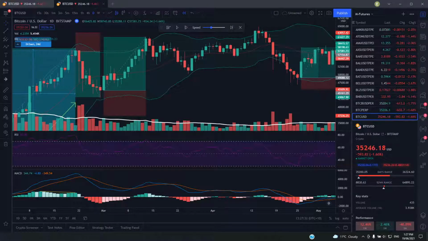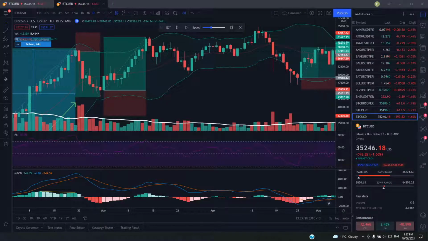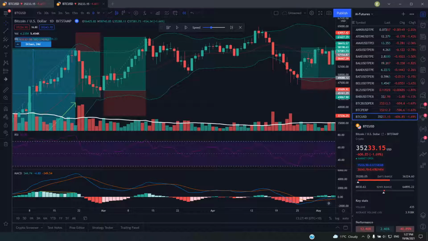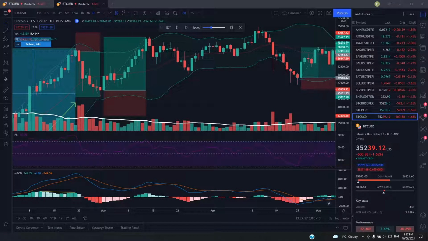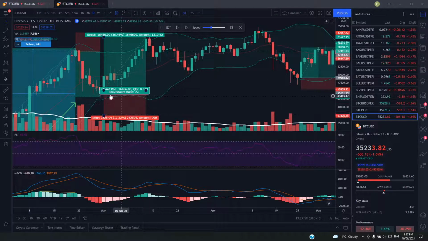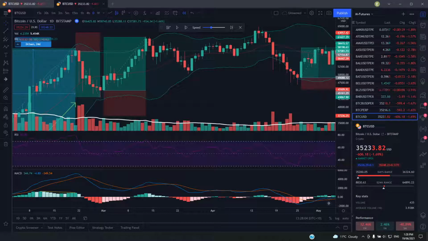Bearish short signal when EMAs on MACD are rising and histogram is decreasing. Bearish divergence. Alright, bearish divergence. Now let's go to how to manage the trade. How to manage a short position.